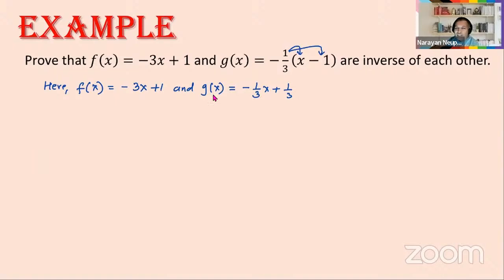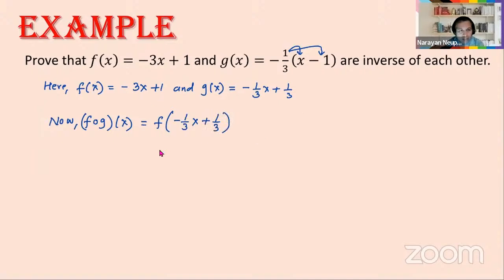Now there is a trick in proving that these two functions are inverse of each other. We are going to take the composition of these two functions. So now let's find the first composition, f o g of x. The meaning of f o g of x is that inside the function f, you are plugging in the function g of x. So that is the same as f of, then write down the value of g of x. g of x is negative 1/3 x plus 1/3.